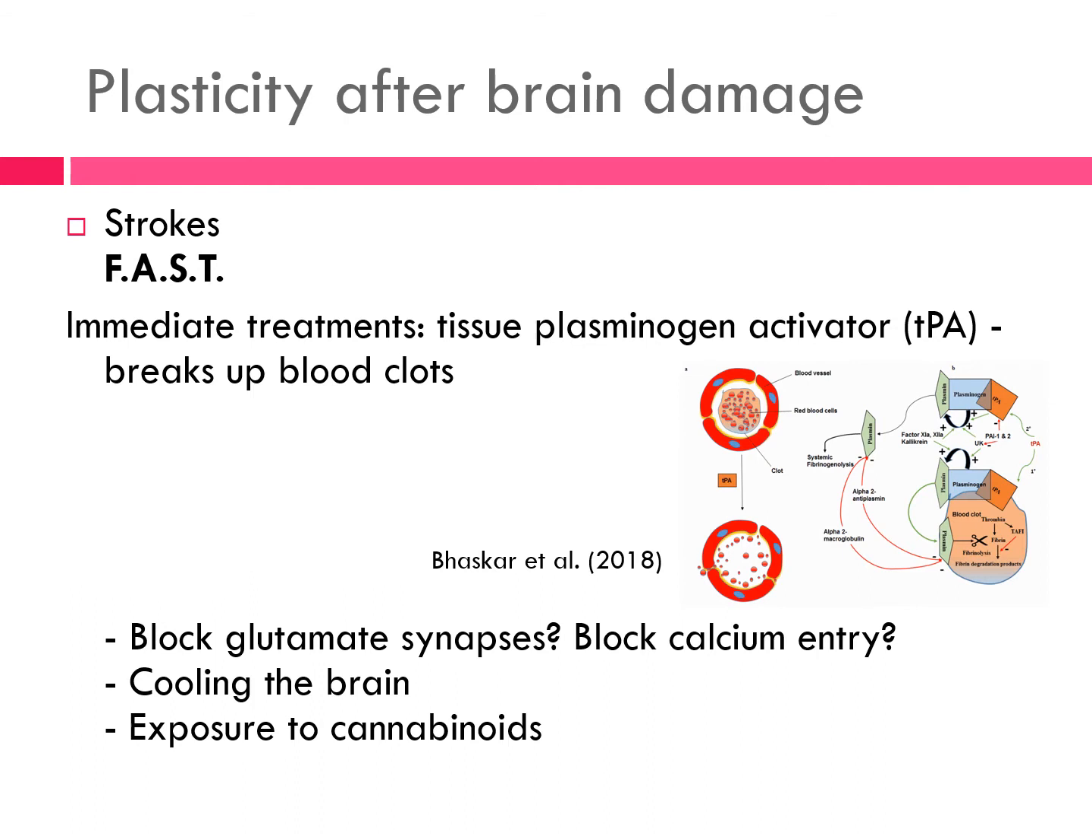So one of the immediate treatments that they often do for people who are having a stroke is this TPA, this tissue plasminogen activator, which is going to go and break up the blood clots. Now, if this is an ischemic stroke, which remember is much more common, this is going to be very helpful. And I have this picture over there.